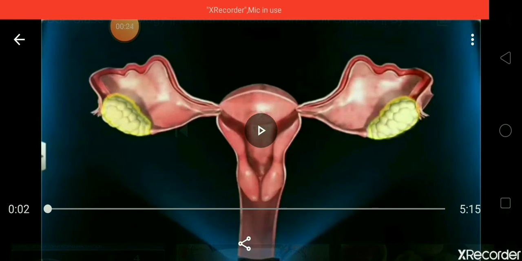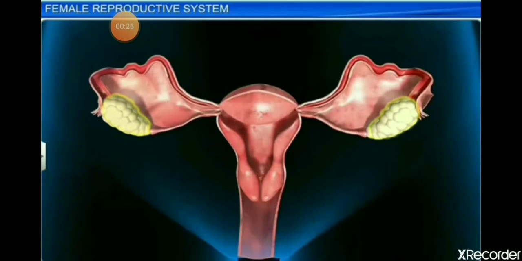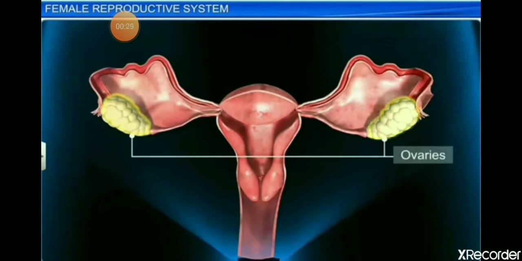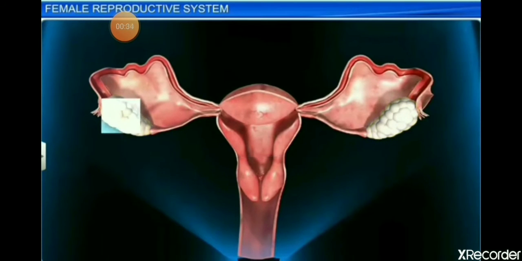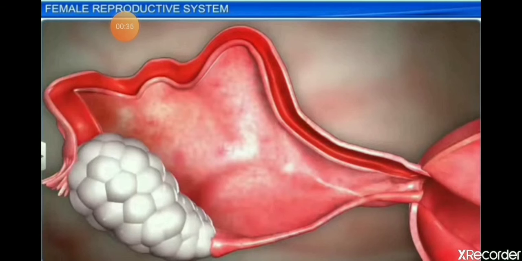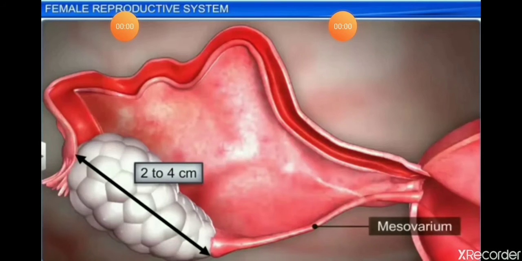Now let's continue with this system. The highlighted portion are the ovaries, and you can see the ovaries are connected to the fallopian tube. Two to 4 centimeter in length, the ovary, mesovarium, the ligament attached to the uterus, and then it's also connected to the fallopian tube.